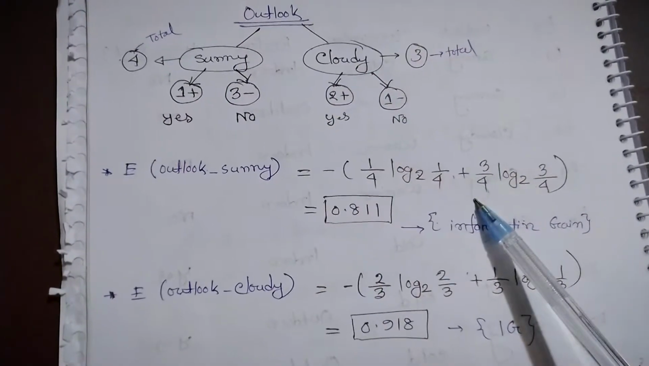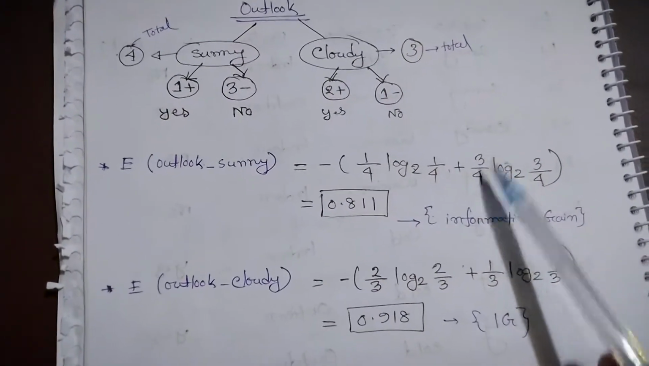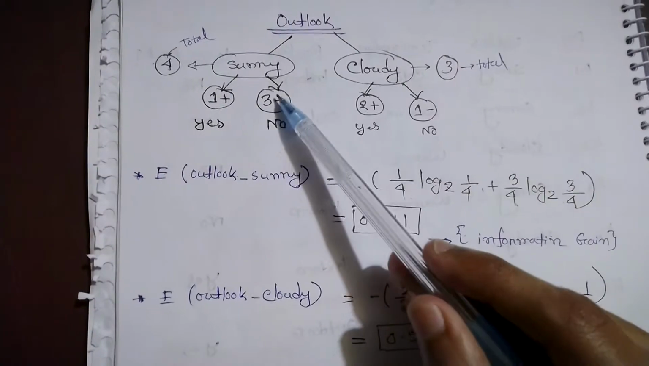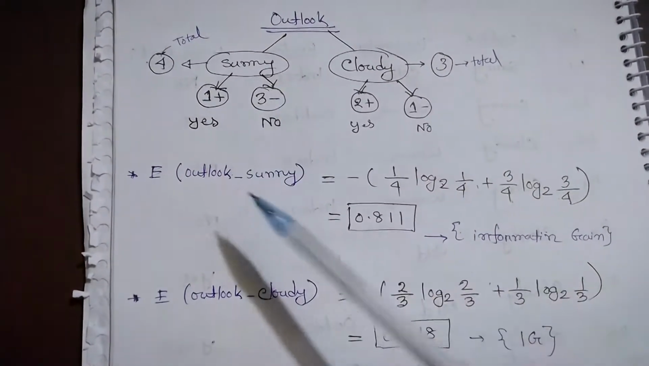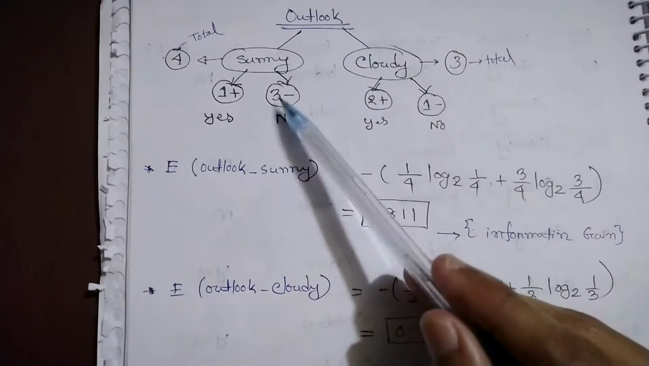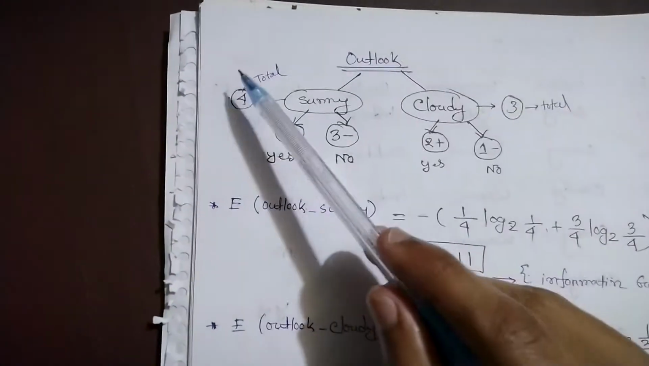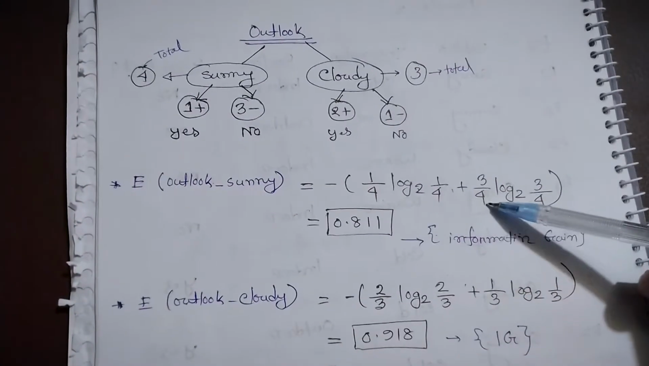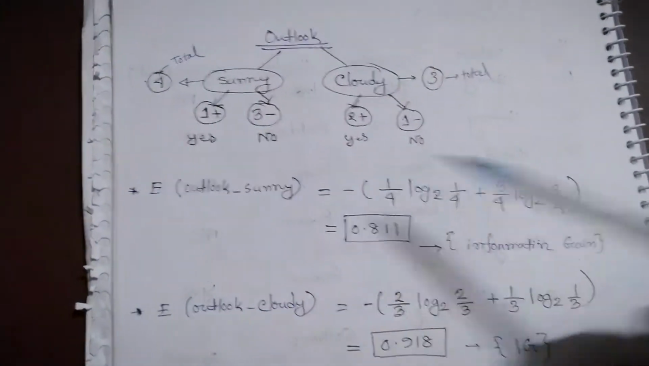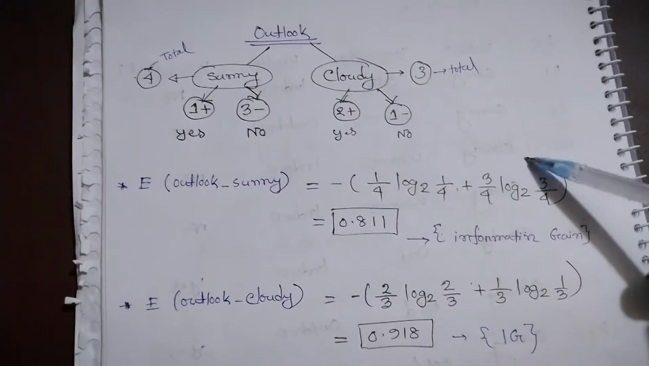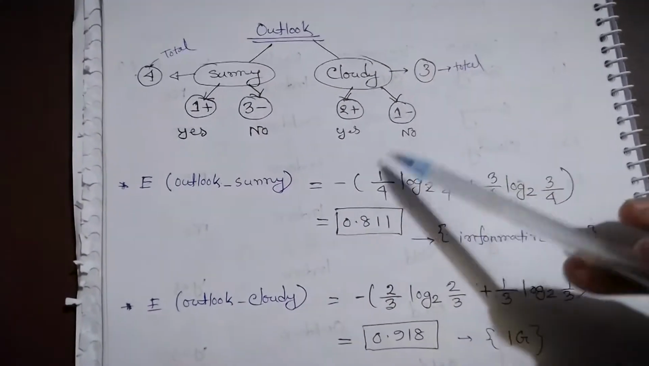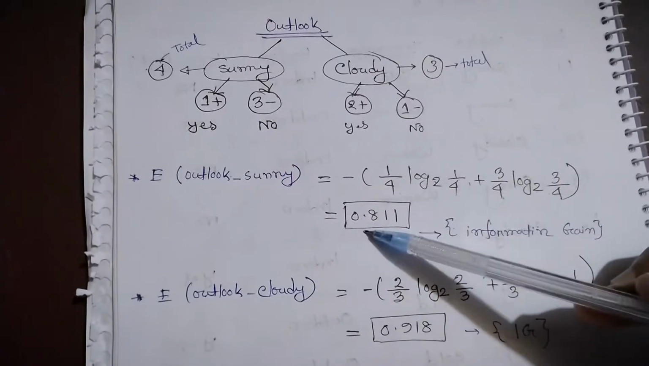3 is the negative part, the probability of not happening. Out of the total, 3 is no. Our total yes and no, if we add all of those items, is 4. So the total outcome is 4, and out of them 3 is no, log 2 of 3 by 4. So this is the no part, this is the yes part, and our information gain is 0.81.